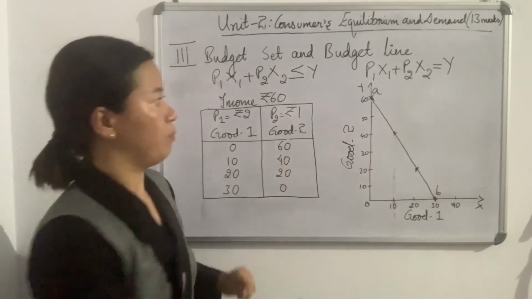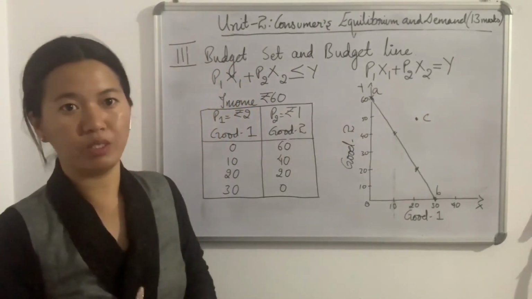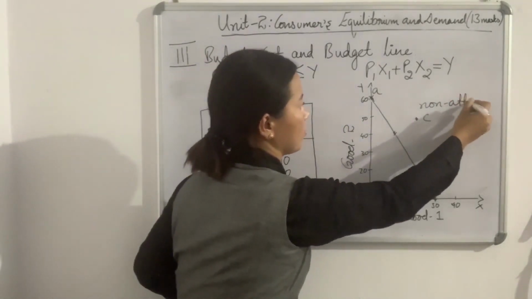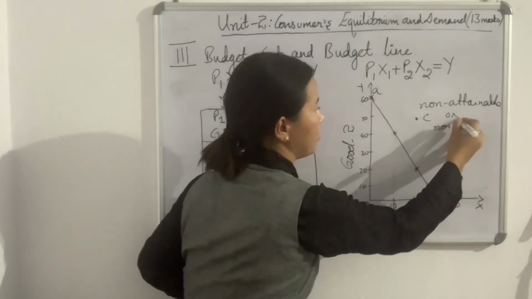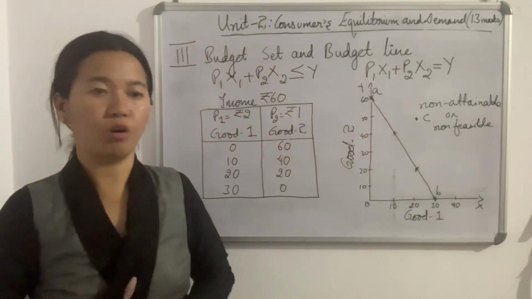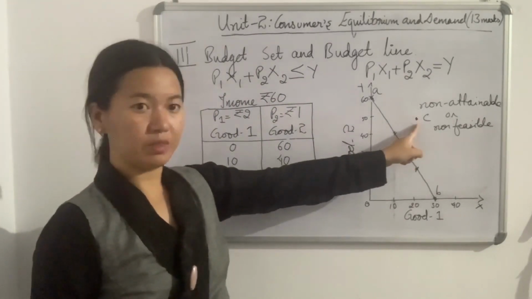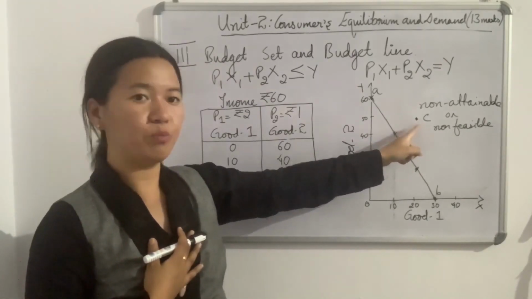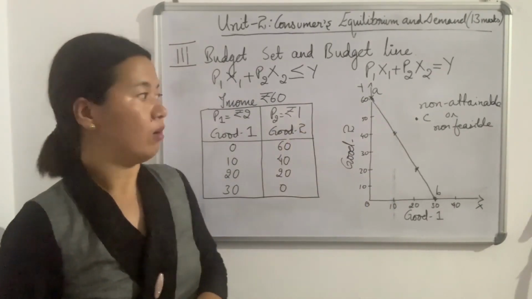Suppose there is a point outside the budget line, let's say point C. Point C is called non-attainable or non-feasible, because I will not be able to purchase this combination. I have only 60 rupees, and this point is beyond my budget, beyond my income. So this is non-attainable or non-feasible.